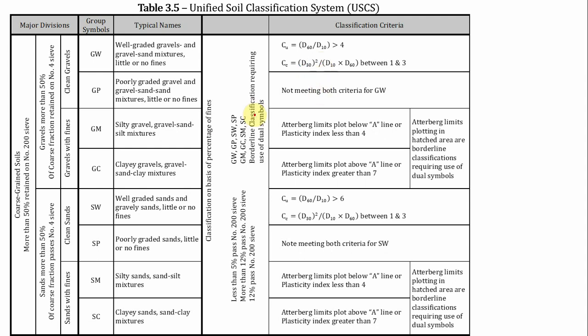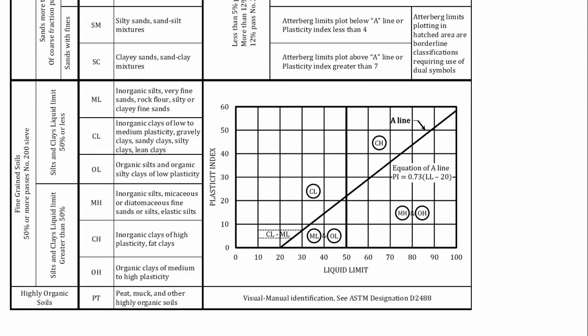Okay, do you get me? So the next category is our fine grain soils. And the criteria for us to say that our soil class is fine grain soils is that 50% or more passes the number 200 sieve. That is the criteria.